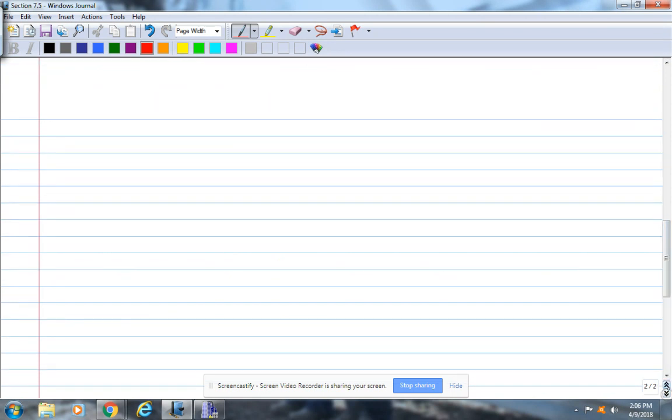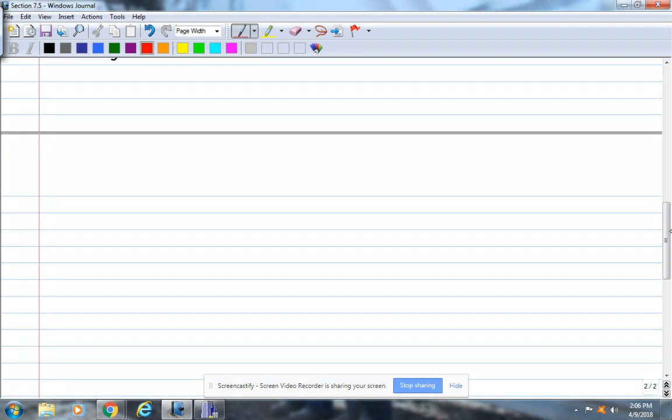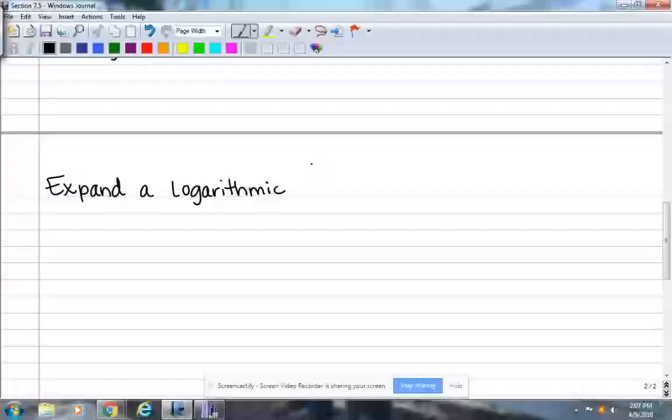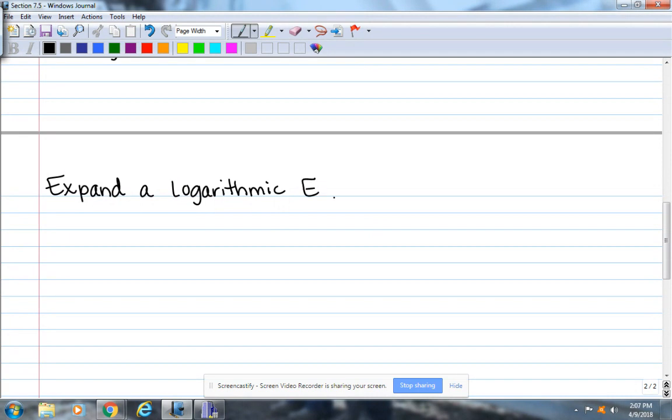So the next thing we're going to do is expand a logarithmic expression. And we're going to use those 3 properties we just talked about. Not equation, it's an expression. So when we multiply them, we add them. When we divide them, we subtract them. And if we have an exponent, we move it to the front. Right?